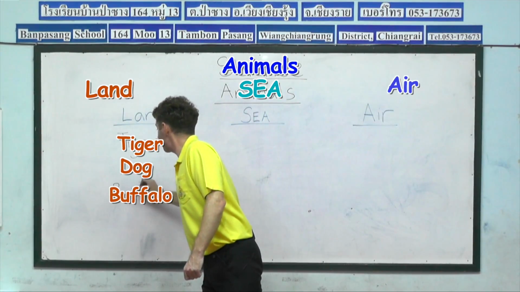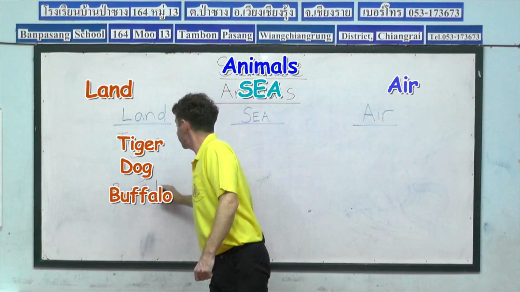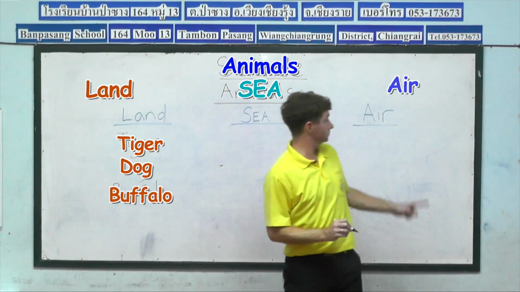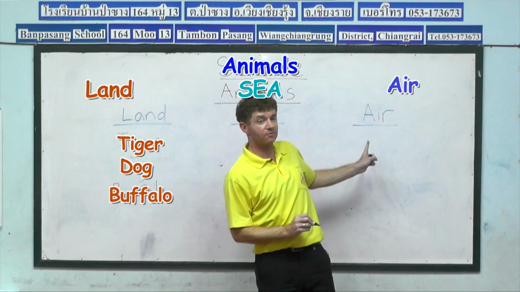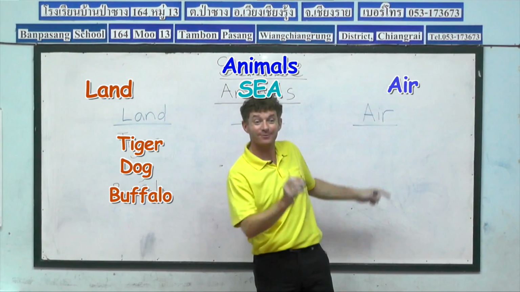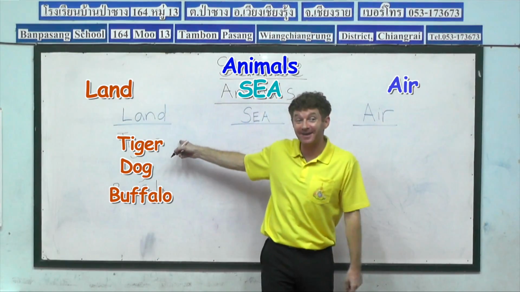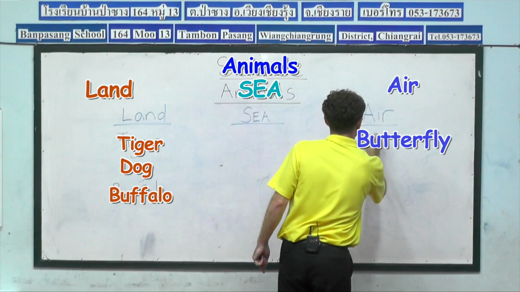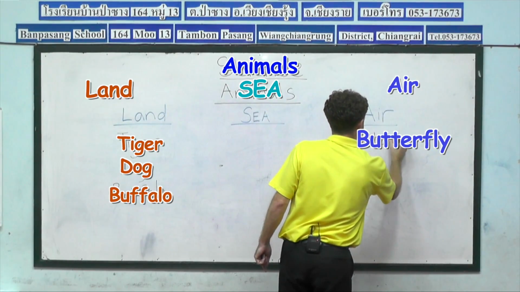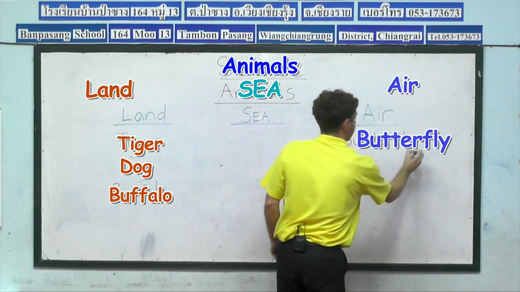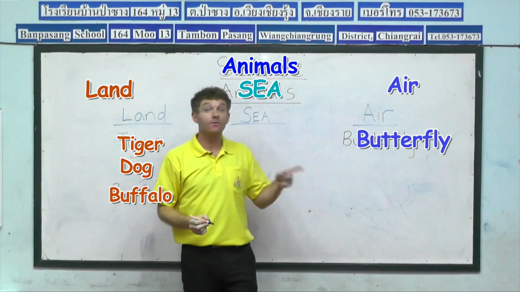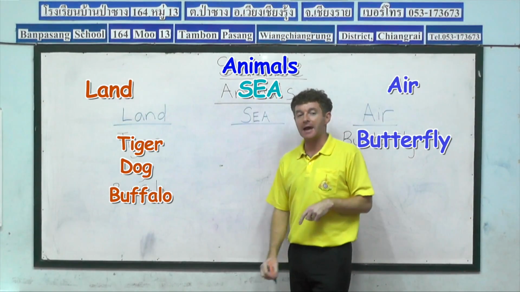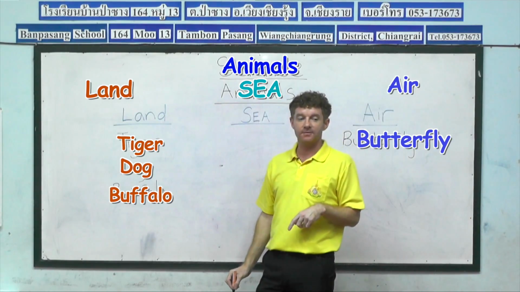B-U-F-F-A-L-O. Buffalo. Again. Where do you find the butterfly? In the air. So, okay, we'll write butterfly, but we won't put it here. We'll put butterfly here. B-U-T-T-E-R-F-L-Y. Butterfly. So Dawn has started the air category already, but let's carry on with the land. Let's get 5 in the land column first.